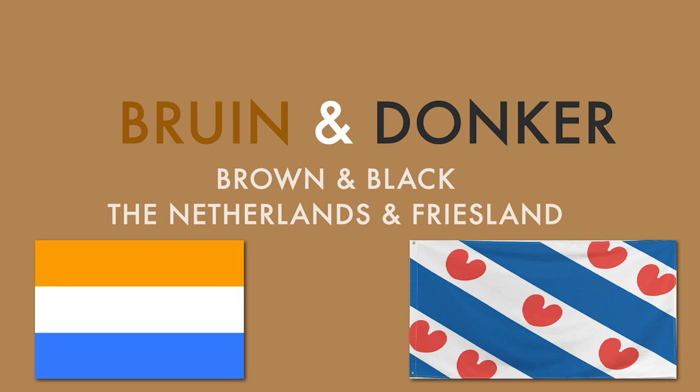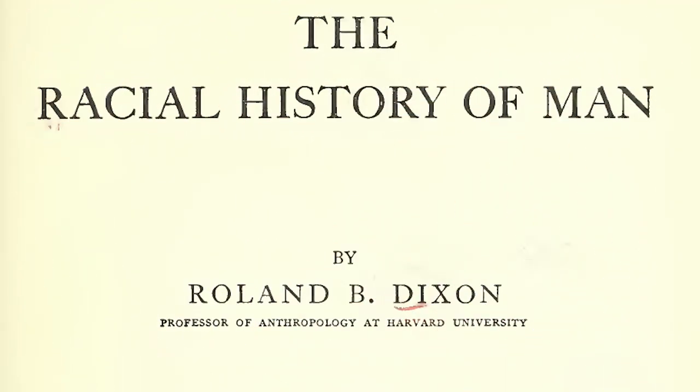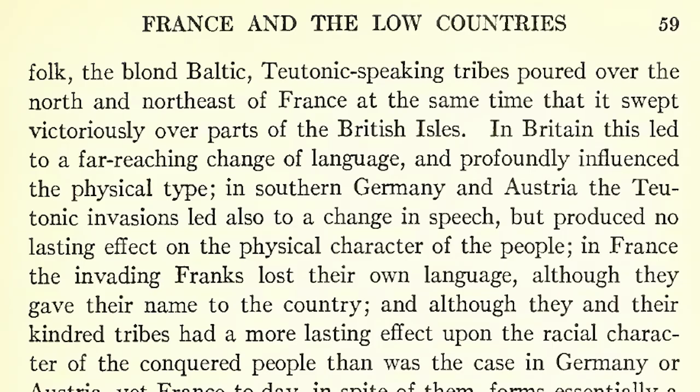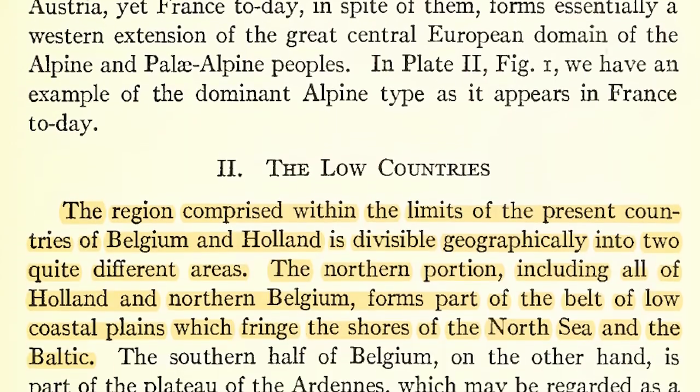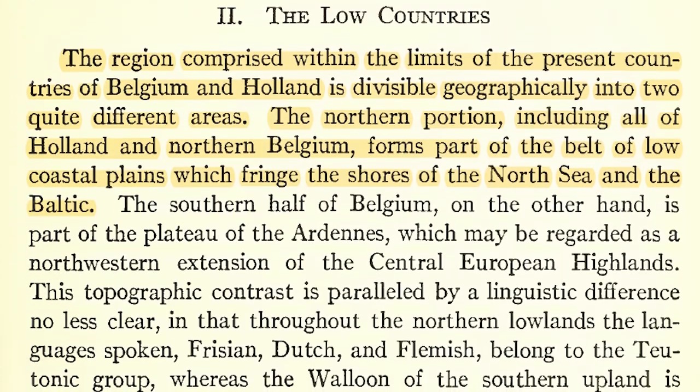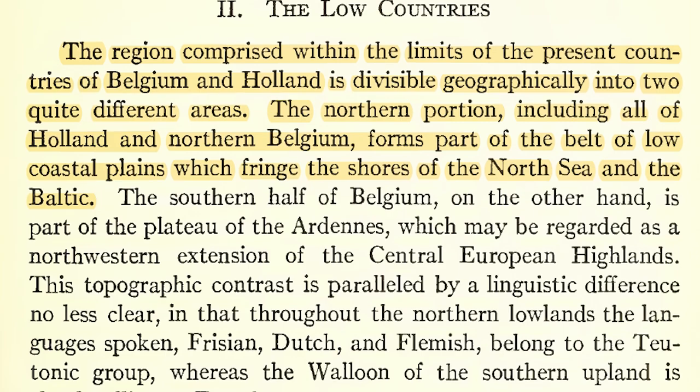So moving forward, we're going to look at the book Racial History of Man by Roland Dixon, and we're going to look at the beginnings of this civilization and just see how it progressed to present day. We're going to look at page 59 in the Low Countries / Netherlands portion, and see who made up the original people. So let us scroll down and start reading a little bit.